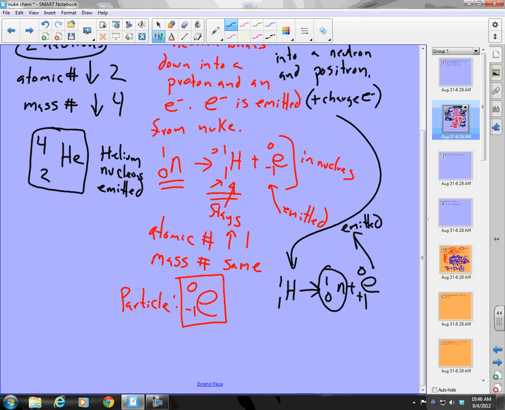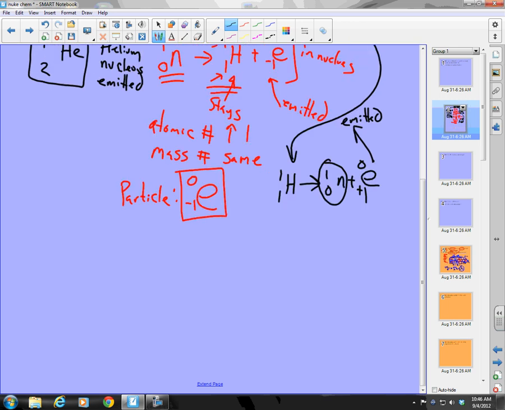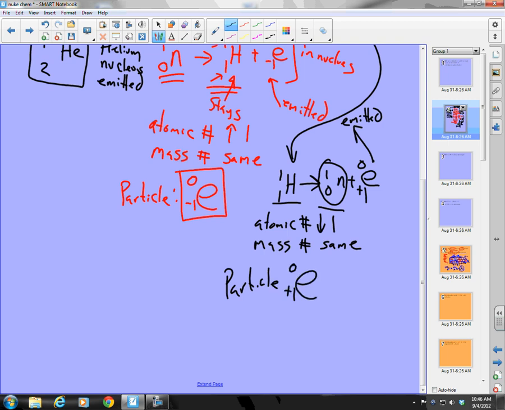So what happens in my nucleus here? My atomic number does what? Well, I have a proton that becomes a neutron. What happens to my atomic number, which is the number of protons? It drops by 1. What happens to my mass number? Well, I lose a proton, but I gain a neutron, so it stays the same. Good. And what is the particle which is emitted? The emitted particle is my e, 0 plus 1, which is a positron, right?